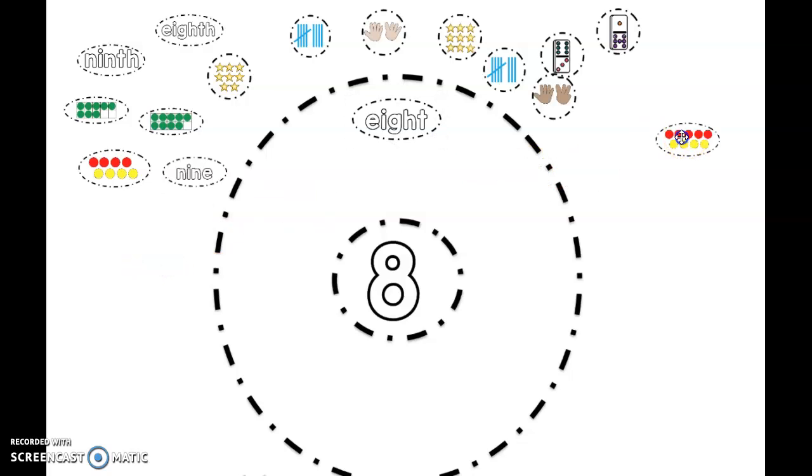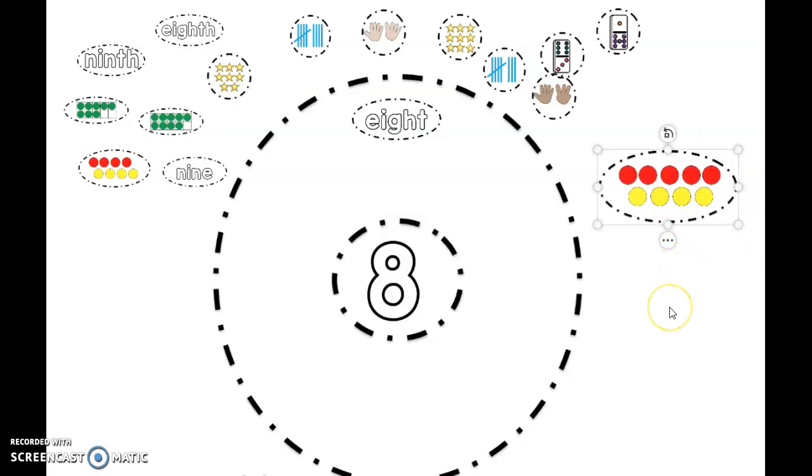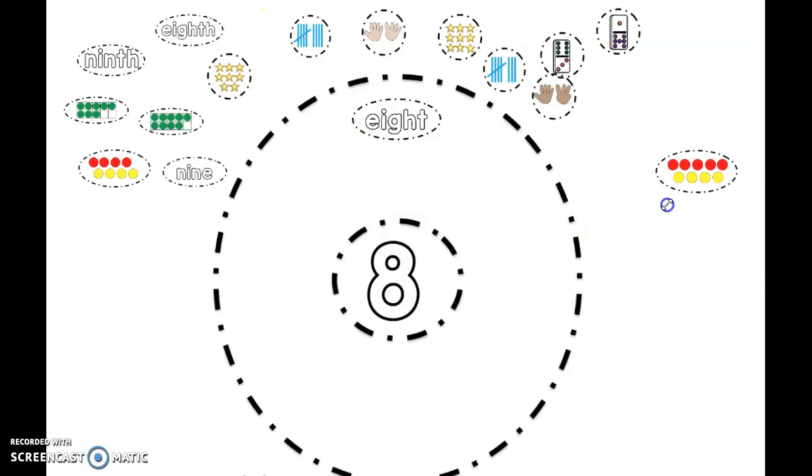All right, let's get these red and yellow dots. I'm going to make it a little bit bigger so you can see. All right, let's count them. Start with the red. Touch and count as I count. 1, 2, 3, 4, 5, 6, 7, 8, 9. Ooh, that one has 9. Do we want it? No. So I'm going to put it at the bottom because we don't want that one. That's too many. 9 is too many.